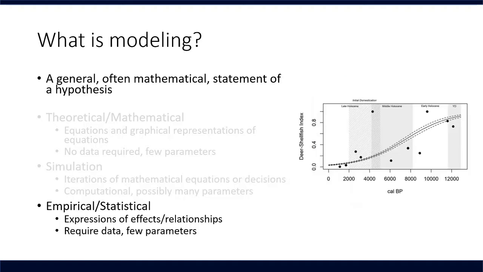But finally, the third type of model that we're really going to be talking about is a statistical model or an empirical model. These types of models are expressions of effects or relationships, the strength or the direction of an effect or a relationship based on real data. It requires data from the real world, unlike the previous two types of models. And that's really going to be the focus of this class.